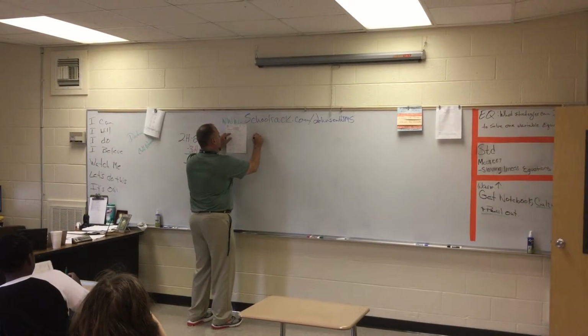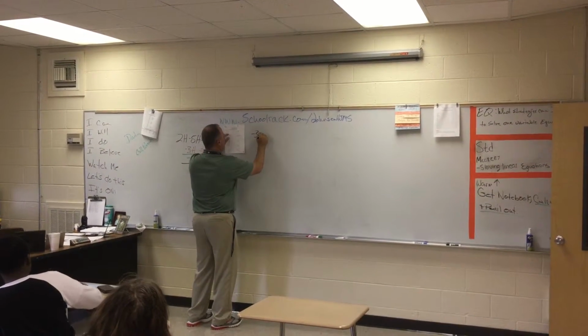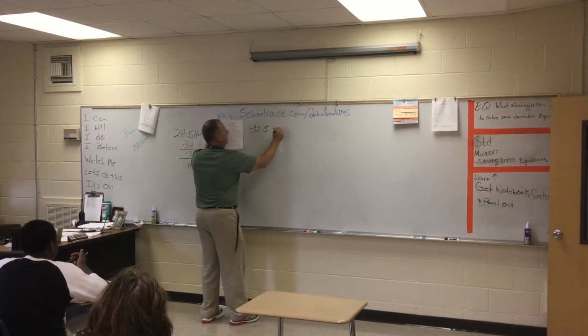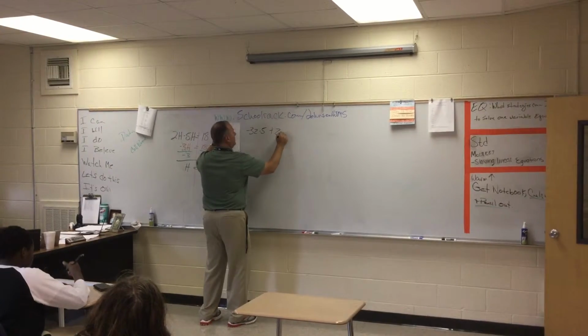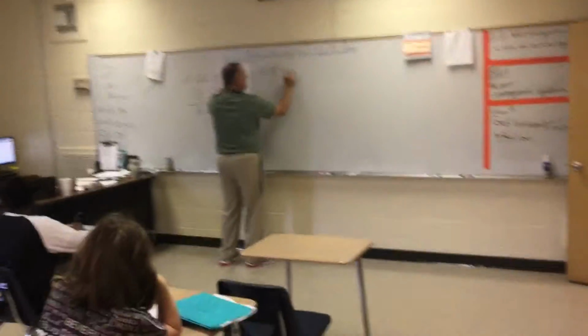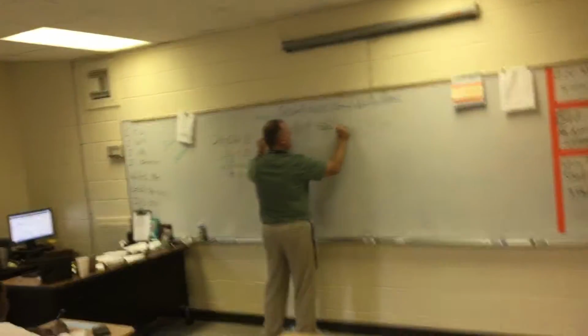Very simple, okay? This is just going to be combining like terms, isolating the variable. Equals negative 31. All right, so here's my problem.